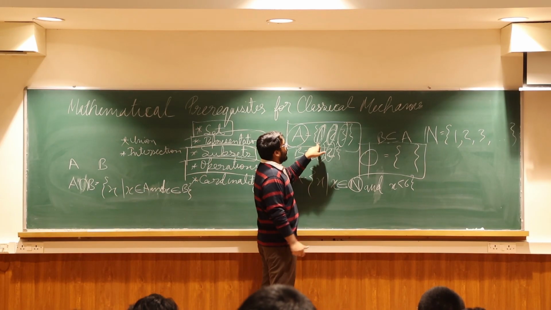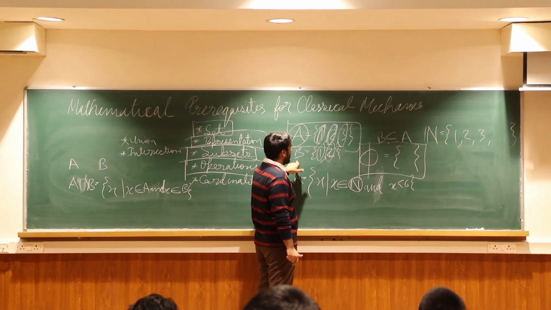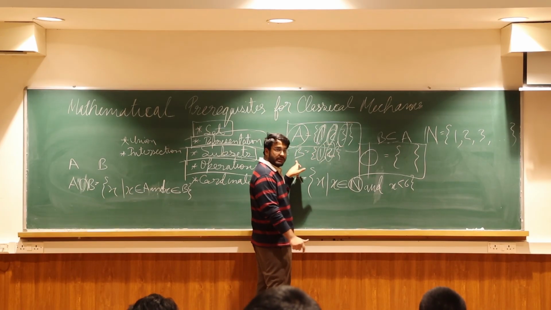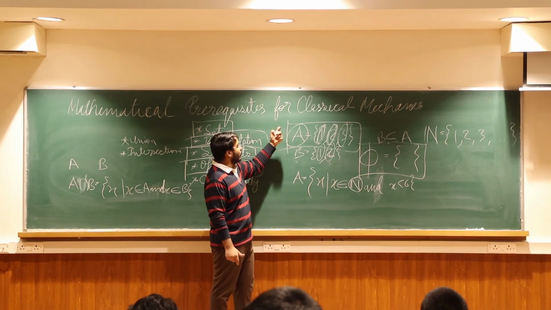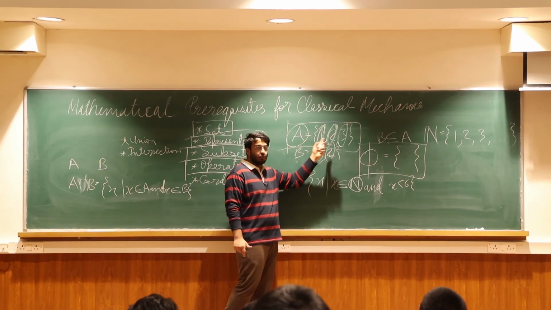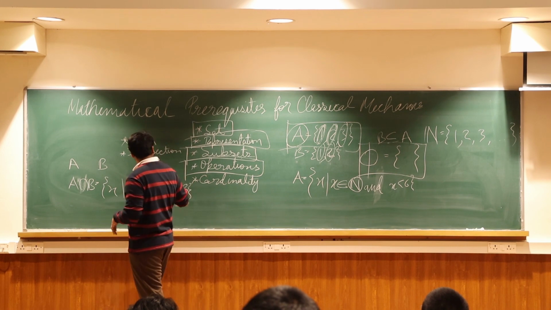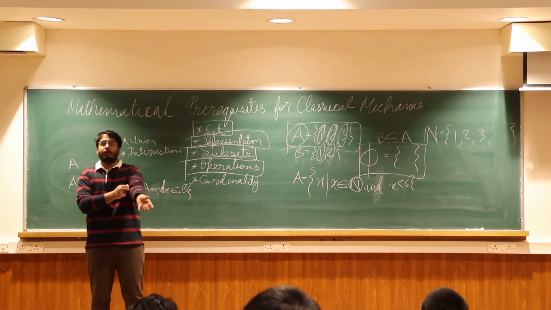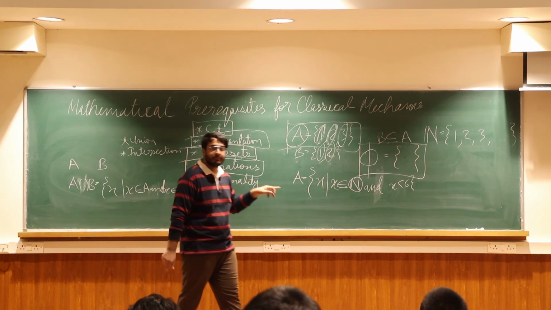So if I look here, 1, 2, 3 belong to A and 1, 2 belong to B. So what elements belong to A as well as B? That is 1, 2. So A intersection B would be the set containing 1 and 2.